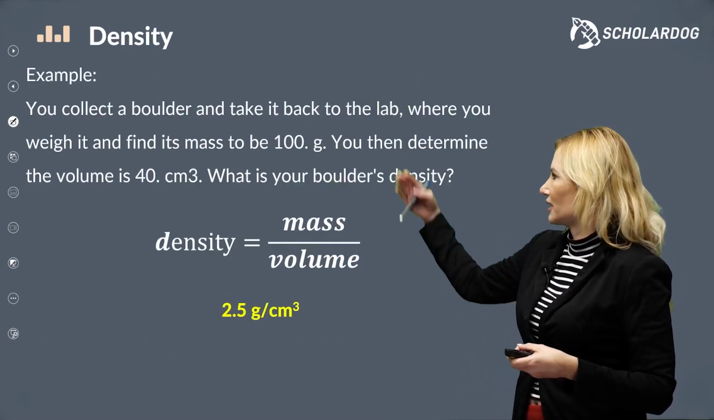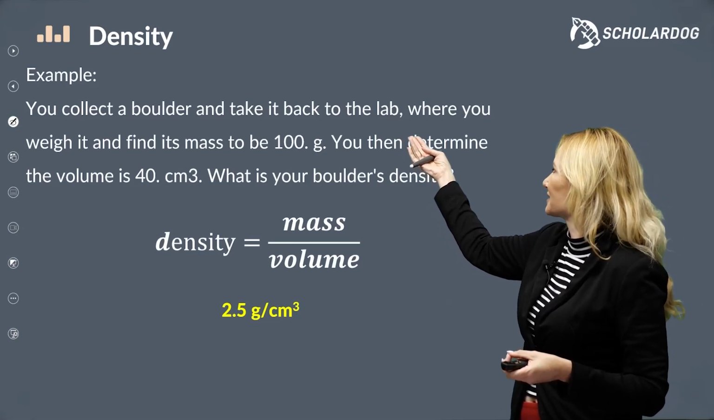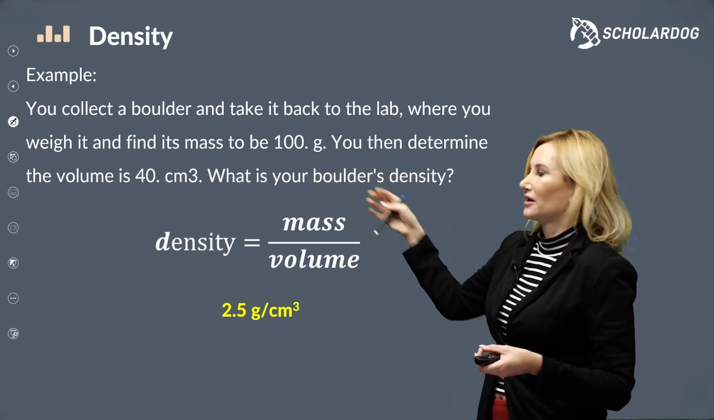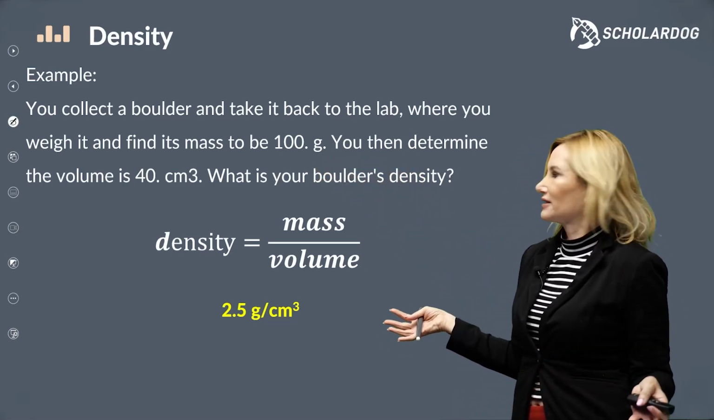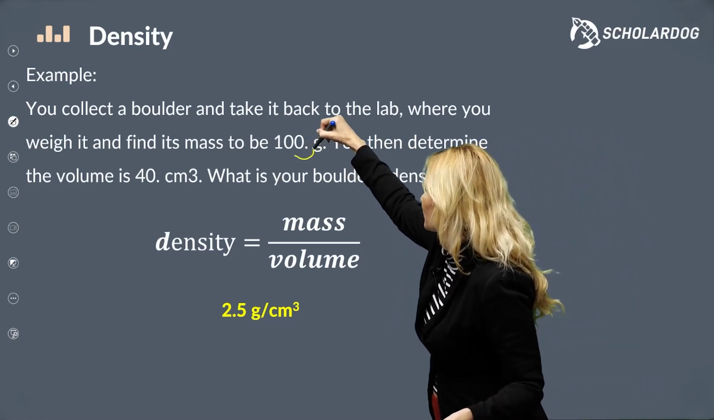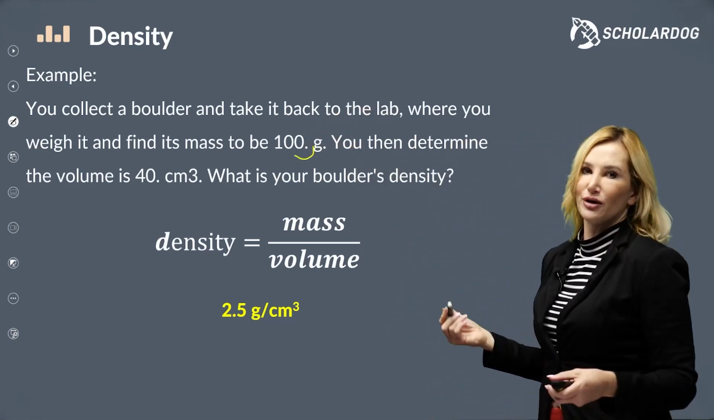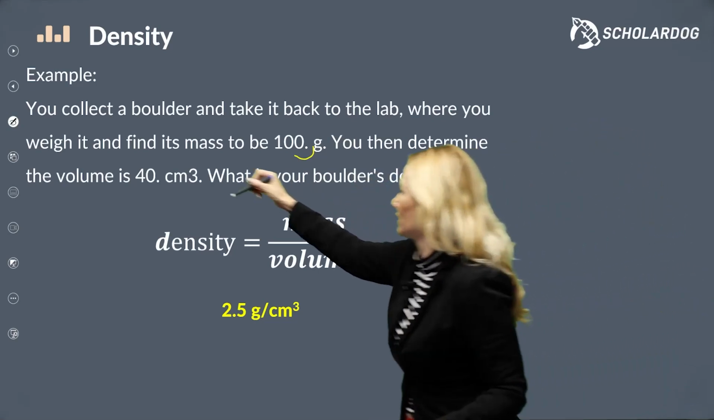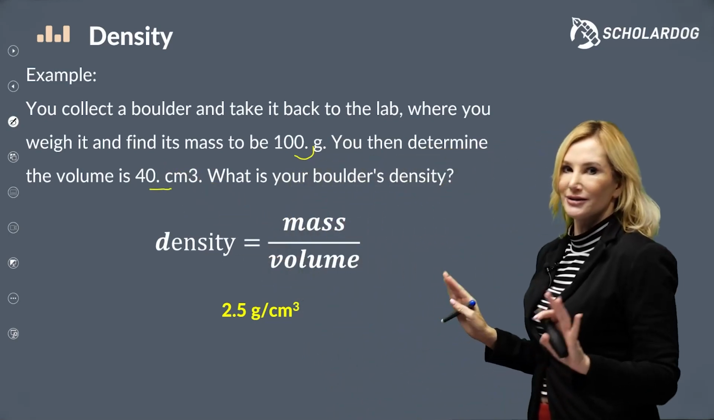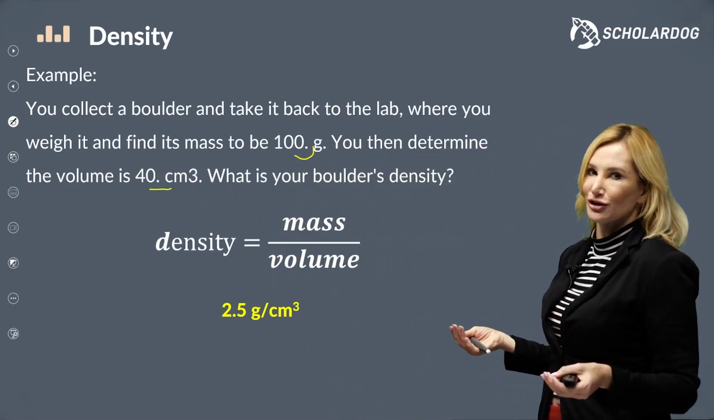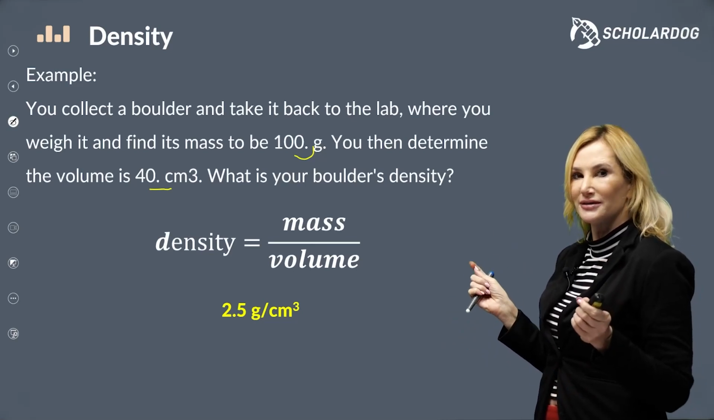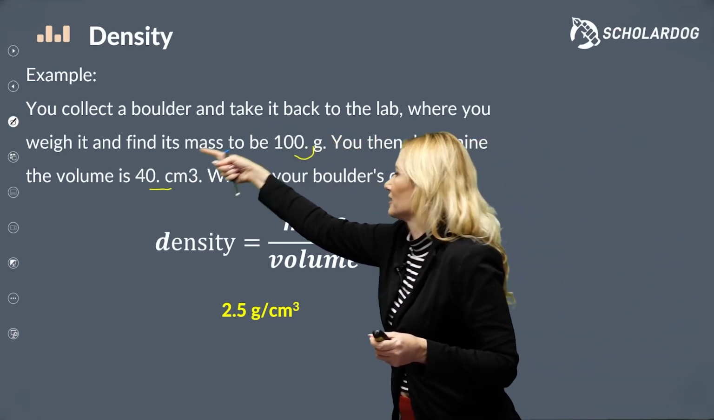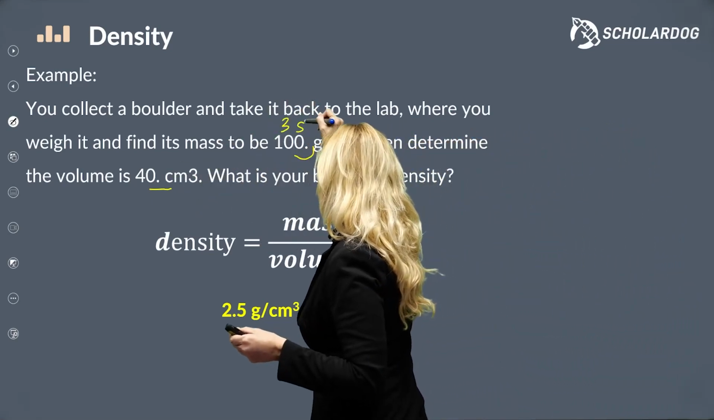So let's say that we collect a boulder and take it back to the lab where you weigh it and find its mass is 100 grams. Now, we did kind of poor man significant figures here because you're not really supposed to put a dot, but I wanted to mark 3 sig figs to make it clear. You then determine that the volume is 40, and there's a dot right here. We aren't technically supposed to be doing this when we're charting good data because it is so easy to miss just one dot. But the question is, we have 3 sig figs with a dot, 2 sig figs with a dot. It's good to mark them.